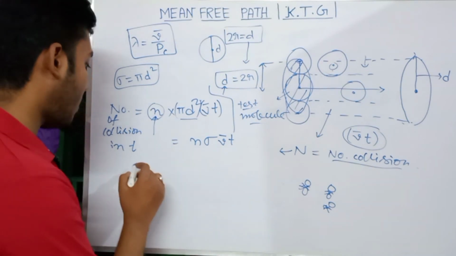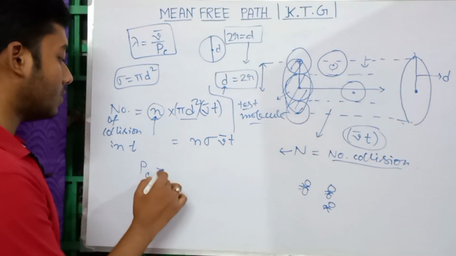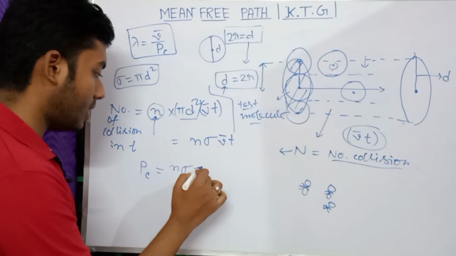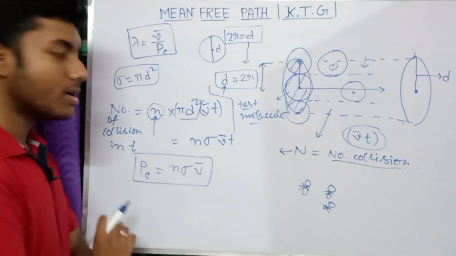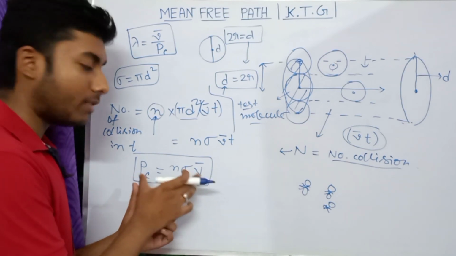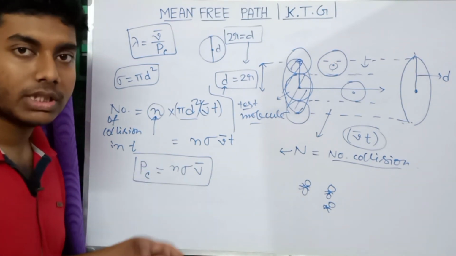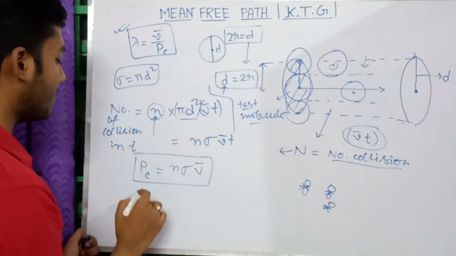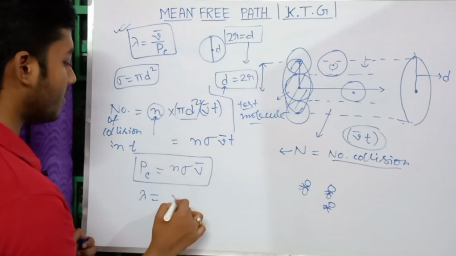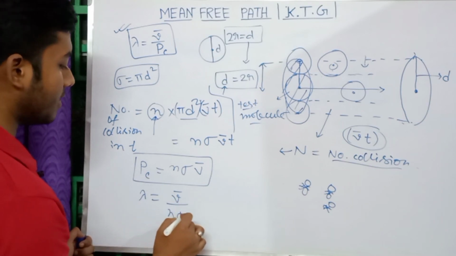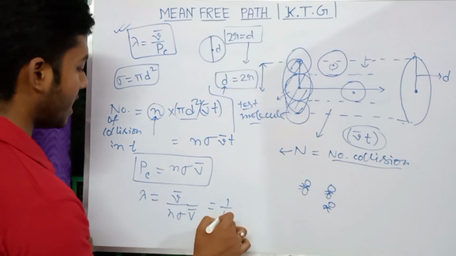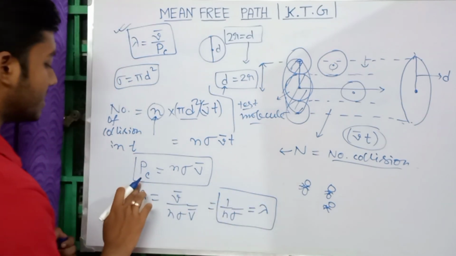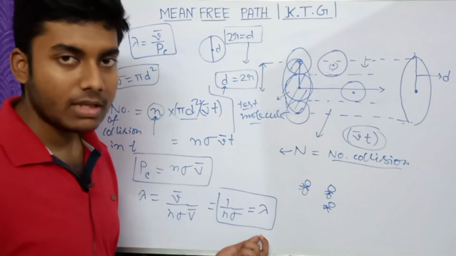The number of collisions per unit time is the collision frequency, and we are denoting it with Pc. So Pc is simply this divided by t, that is n sigma v bar. So at last we have found the expression of Pc, the collision frequency. Remember that lambda, or the mean free path, was equal to v bar by Pc. So v bar divided by n sigma v bar is equal to 1 by n sigma. So this is our lambda, the standard expression for the mean free path of gas molecules.